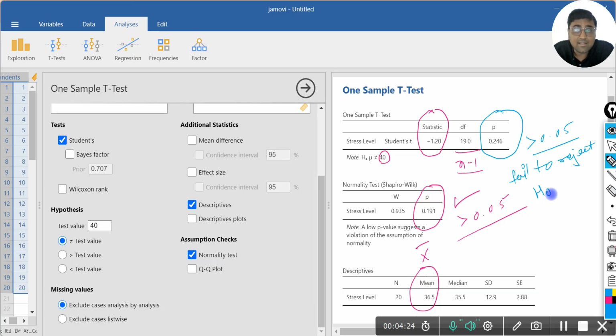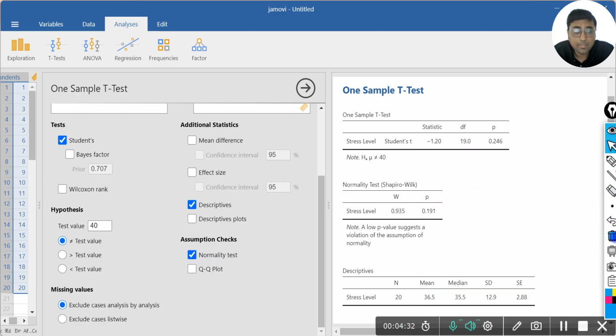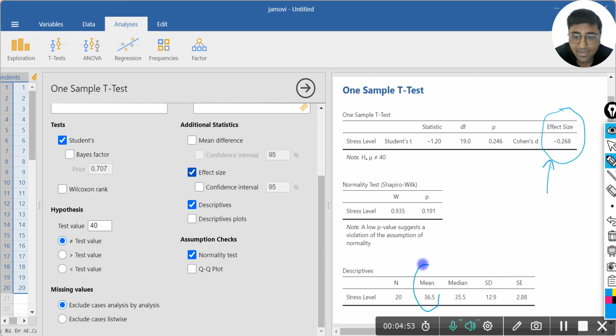Now let's understand the effect size. Now what is effect size? Effect size shows the practical significance. So here we have the option of effect size. So once you click on effect size, you can find the value here. Now since we have negative value, it means that our sample mean, that is x bar, is lower than population mean. That is why we have the negative sign.